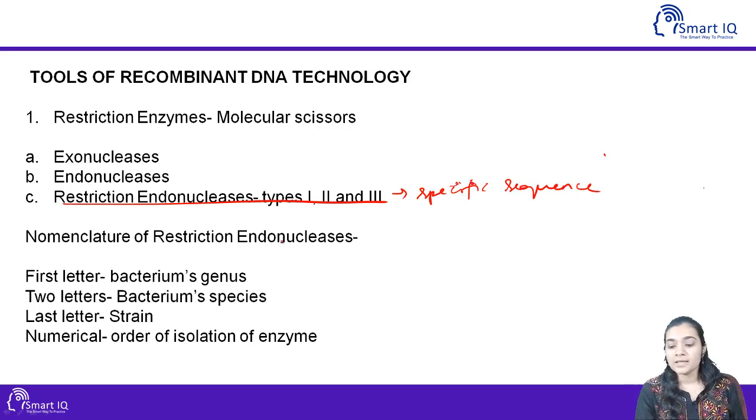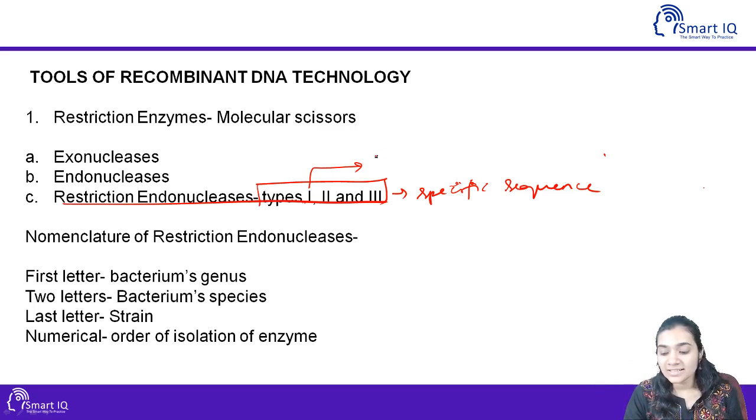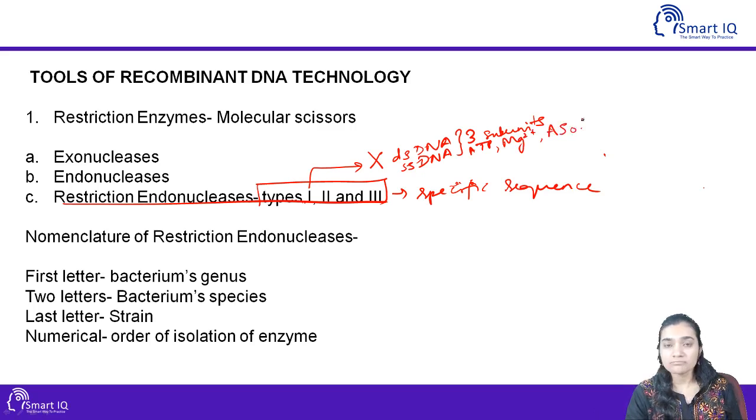Now there are three types of restriction endonucleases, types 1, 2 and 3. Now what is the thing with types of restriction endonucleases? The types of endonucleases here is based on where the DNA is being cut. So the type 1 restriction endonuclease does not cut double stranded DNA. It cuts only single stranded DNA. And it has 3 subunits. After all, it's an enzyme and it has 3 subunits. It needs ATP, it needs magnesium ions, it needs adenosyl thionate. It also needs all of this to be able to work.